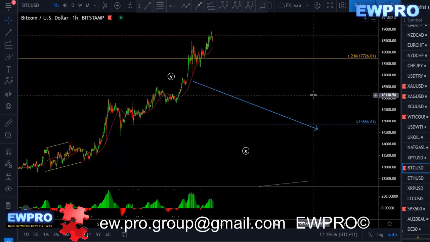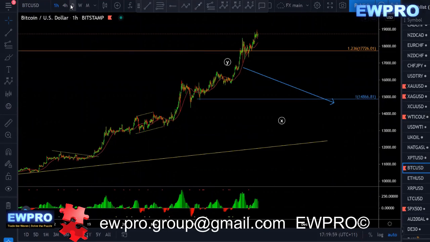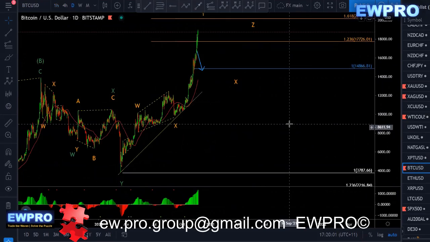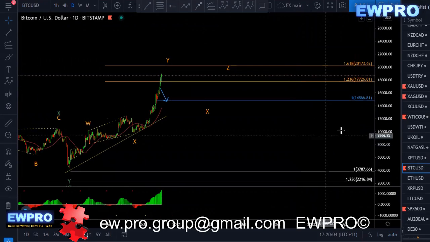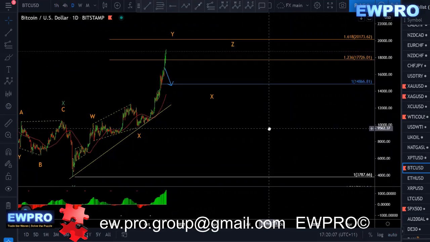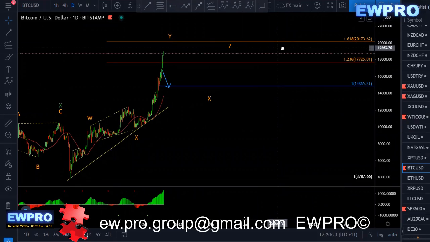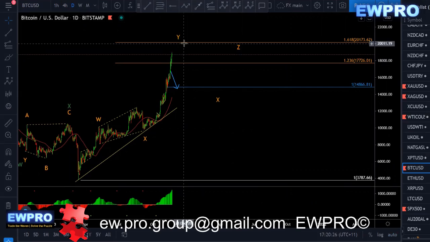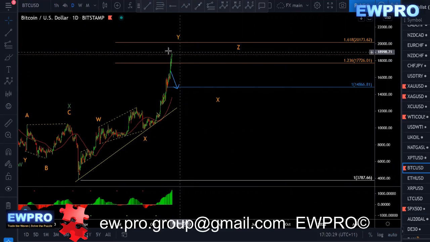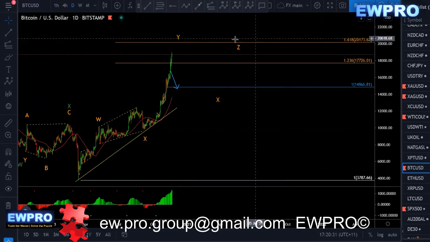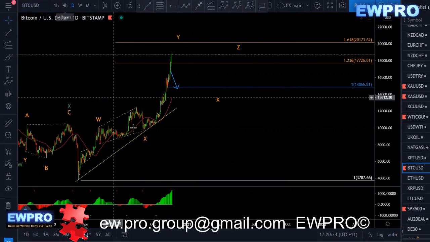Bitcoin just doesn't want to correct. So if we have a look on the daily, we got this WXY. We're still in that wave Y. The 161.8 fib, where we usually get to in a wave Y, is around the 20,173 mark, sorry. So there is still a little bit of room up, but there's no way I'd be buying up here. You really need the larger correction before you can look for the buys if you're not already in.